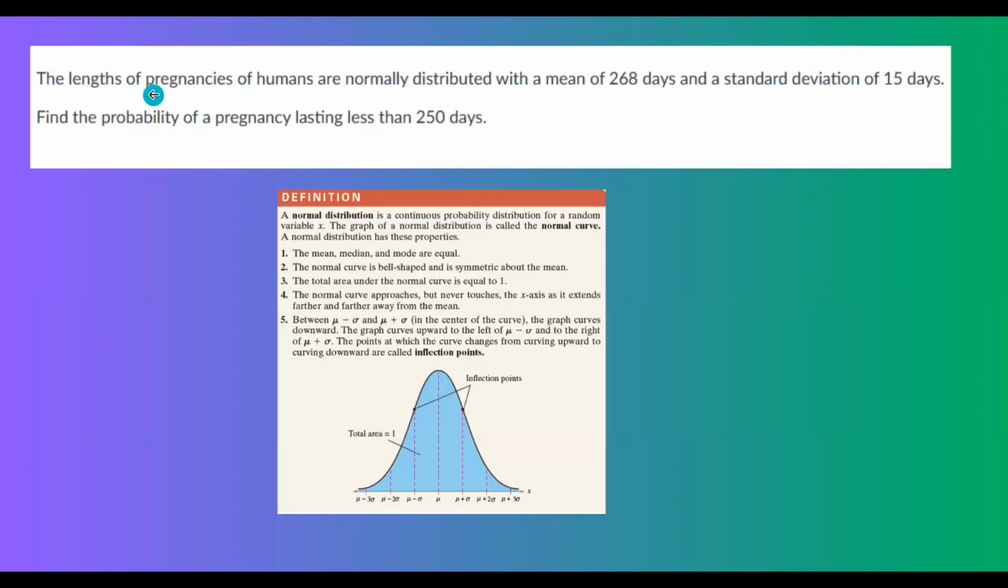In this question, you have the length of pregnancy of humans that are normally distributed. The average is 268 given to us with standard deviation of 15 days. Well, the question says find the probability of a pregnancy lasting less than 250 days. This is a normal distribution.